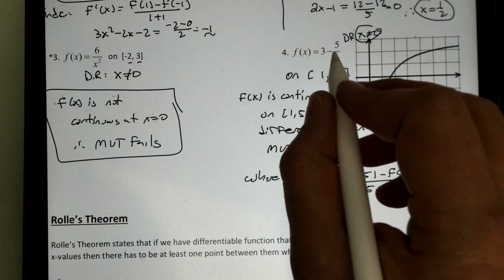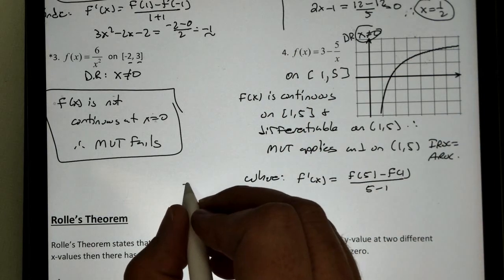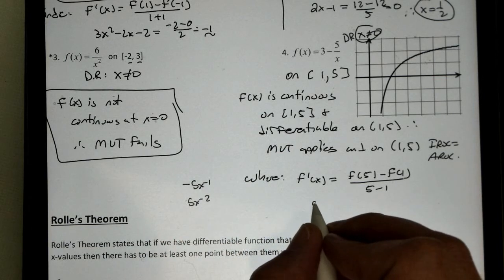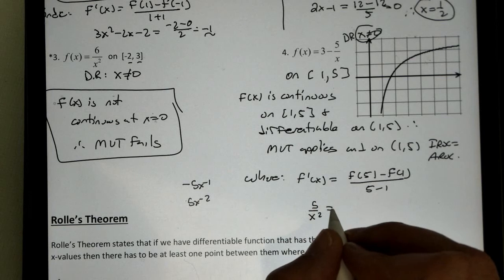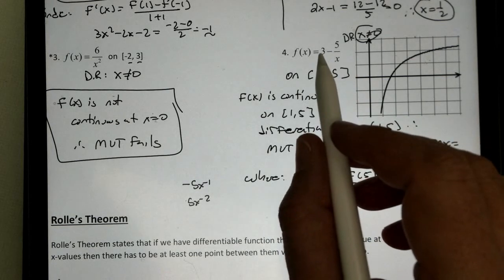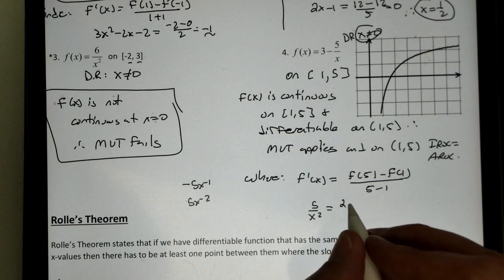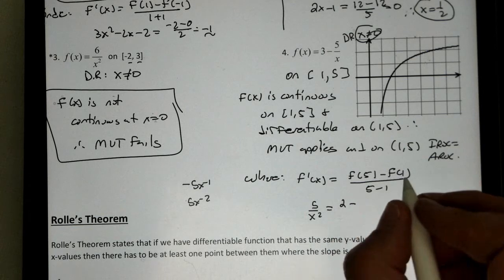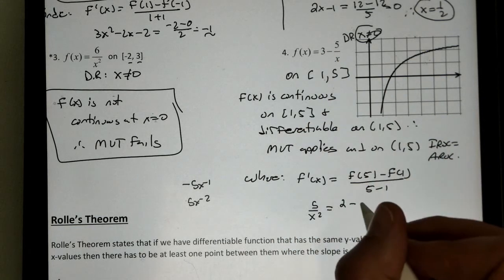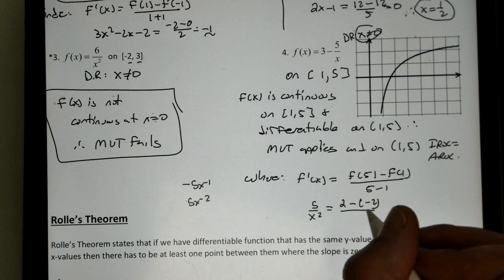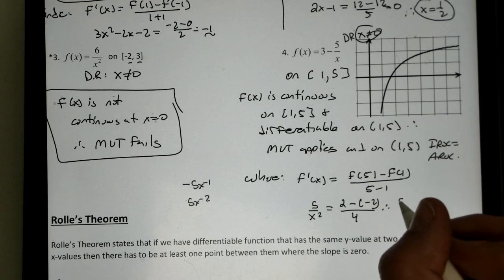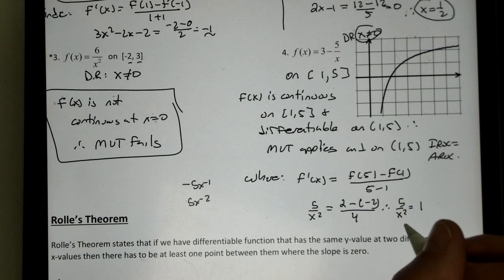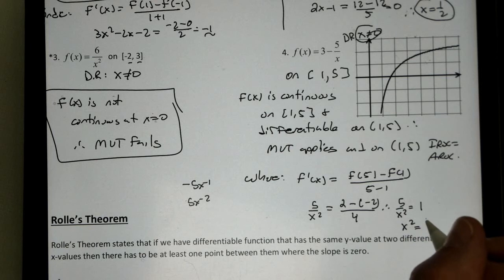Now we know the shortcut for the derivative of 5 over x. Remember, this is 5x to the negative 1, so the derivative is negative 5x to the negative 2. So we're going to get 5 over x squared equals, plug in the 5. This becomes 3 minus 1, which is 2, minus, plug in the 1. This becomes 3 minus 5, which is a negative 2, and that's going to be over 4. So therefore, we would get 5 over x squared equal to 1, or x squared equals 1/5.